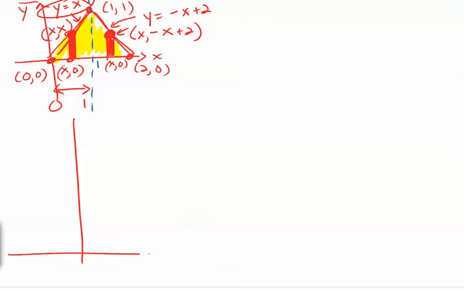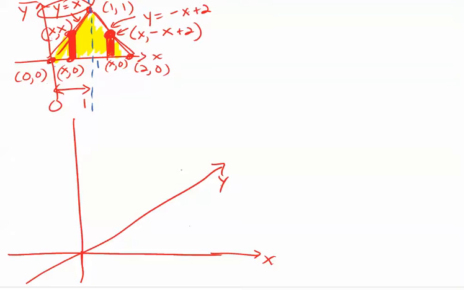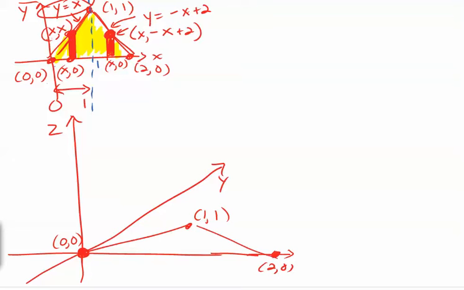So now let's make our y-axis dropped here and get the 3-dimensional view of this. So our triangular base was at 0, 0, 1, 1, and 2, 0. Perhaps I needed more space over here, so let's stretch this a little bit. 2, 0. This is our base.